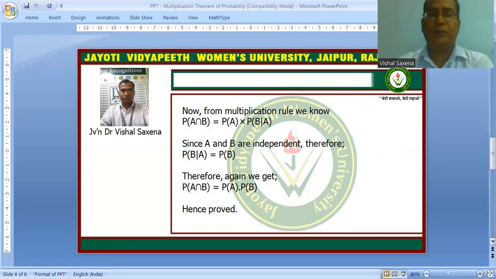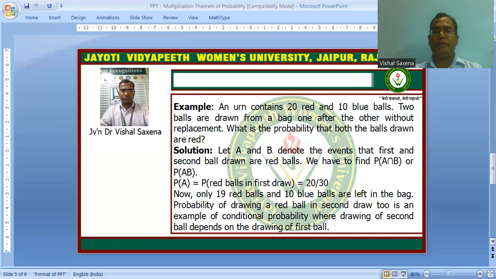So in this way, this is the probability of simultaneous occurrence of two events, and this theorem is called the multiplication theorem in probability, and it is a very important theorem. Now we discuss this theorem with some examples, and this will explain more how we can use this theorem for various problems.